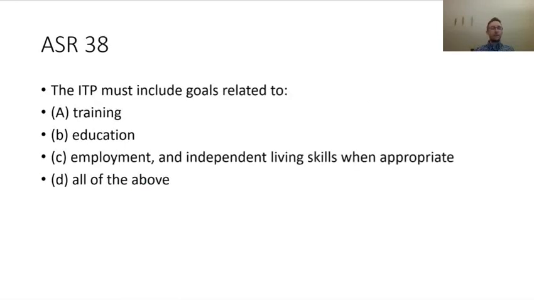Next, ASR, the ITP must include goals related to A, training, B, education, C, employment and independent living skills when appropriate, or D, all of the above. Couple more seconds. Alright, I'll close the poll, and the answer is D, all of the above.